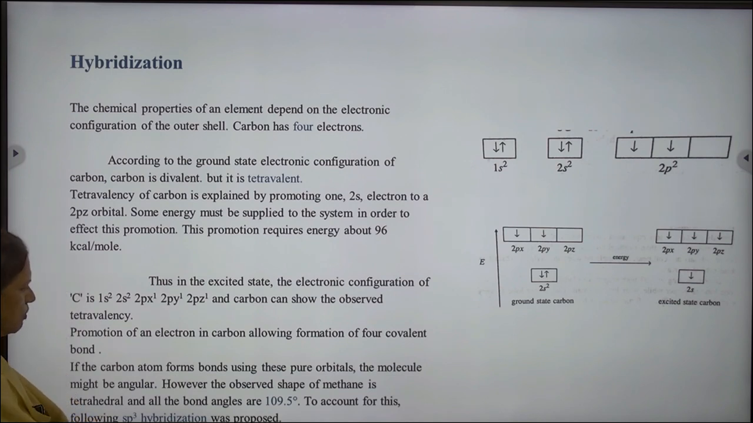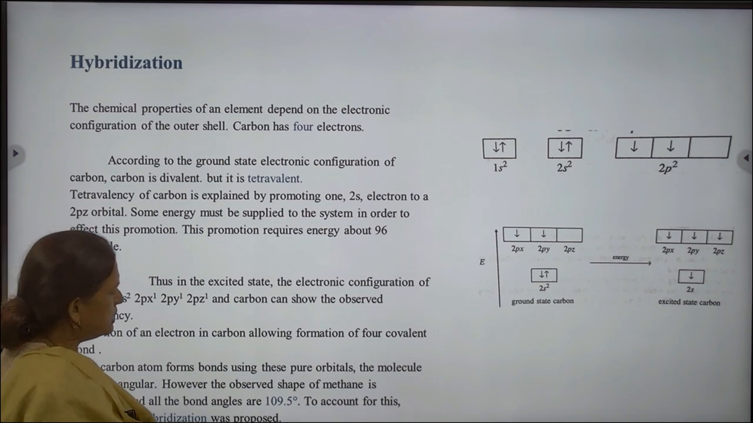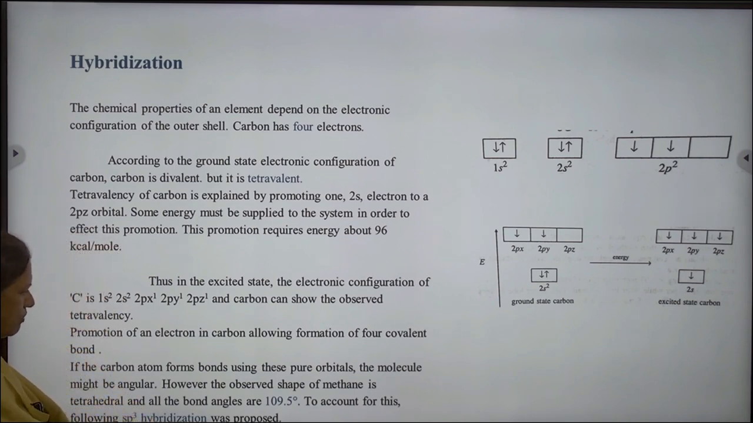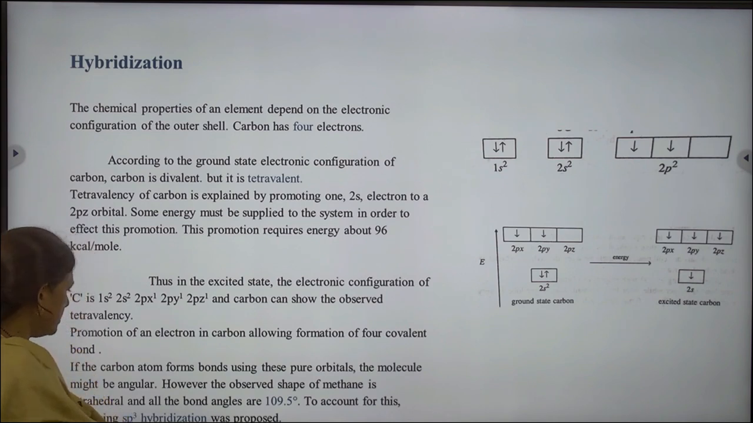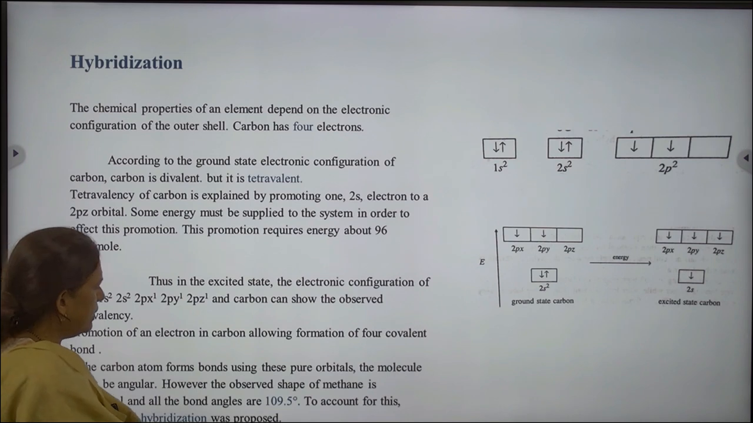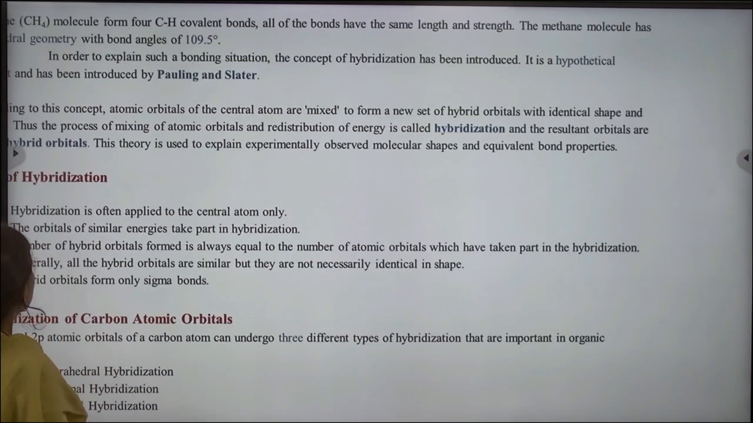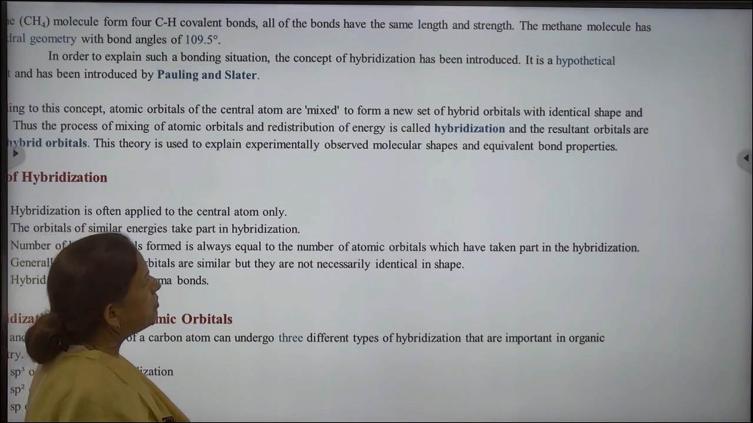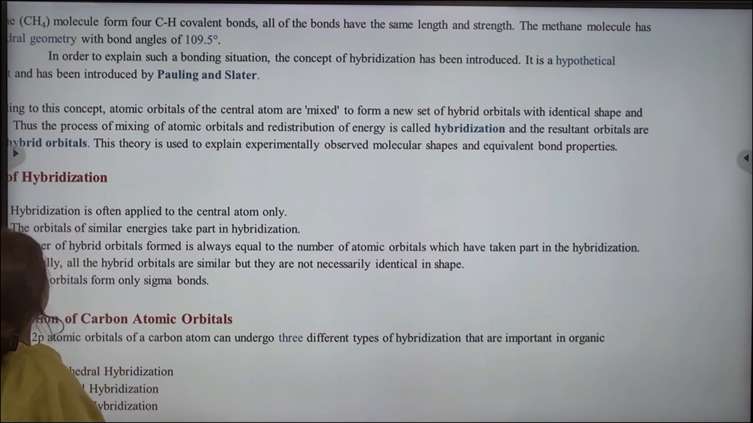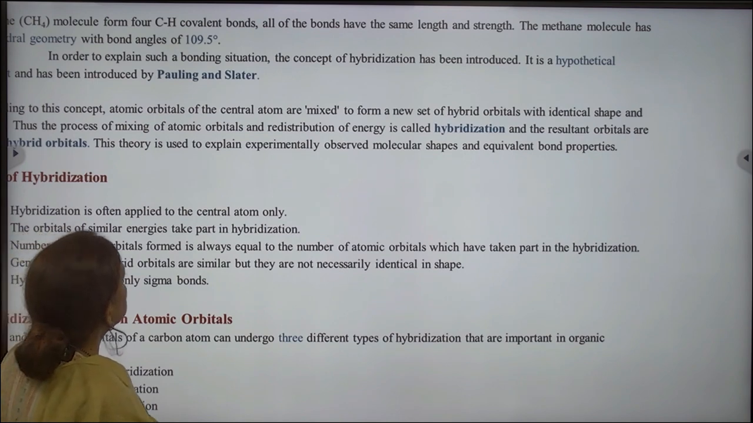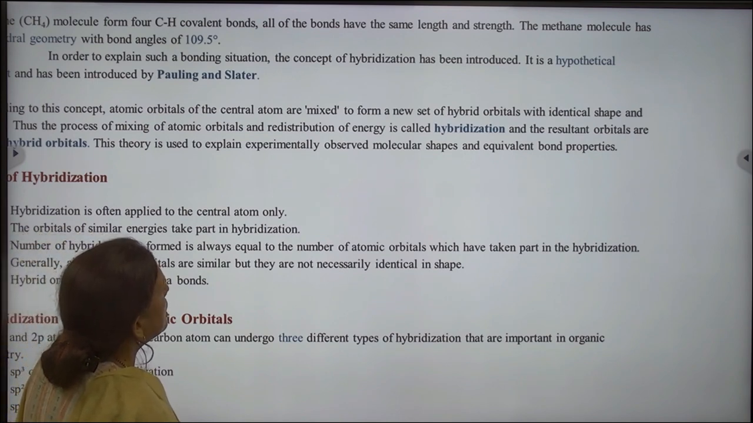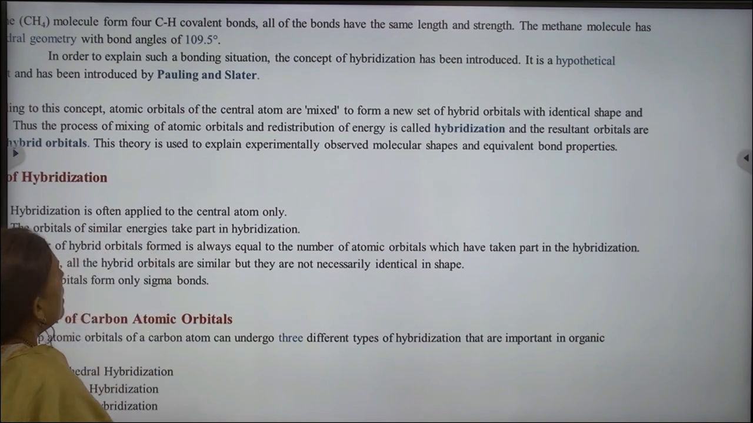If the carbon atom forms bonds using these pure orbitals, the molecule might be angular. However, the observed shape of methane is tetrahedral and all the bond angles are 109.5 degrees. Methane molecule forms 4 carbon-hydrogen covalent bonds. All the bonds have the same length and strength. The methane molecule has tetrahedral geometry with bond angle of 109.5 degrees. In order to explain such a bonding situation, the concept of hybridization has been introduced. It is hypothetical and has been introduced by Pauling and Slater.